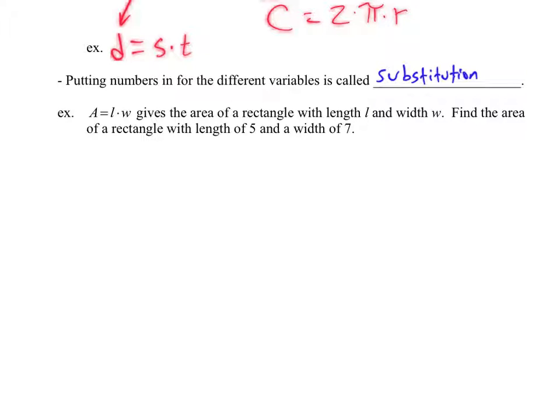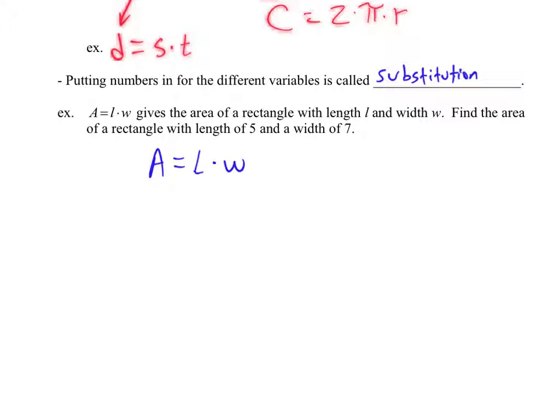Area equals length times width gives the area of a rectangle with a length of L and a width of W. Find the area of a rectangle with length of 5, width of 7. So find the area of a rectangle. People that go through and first write A equals L times W are more likely to get it right. Because, well, what do we do with the 5?